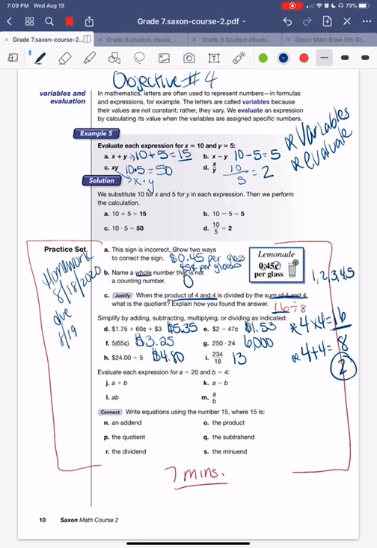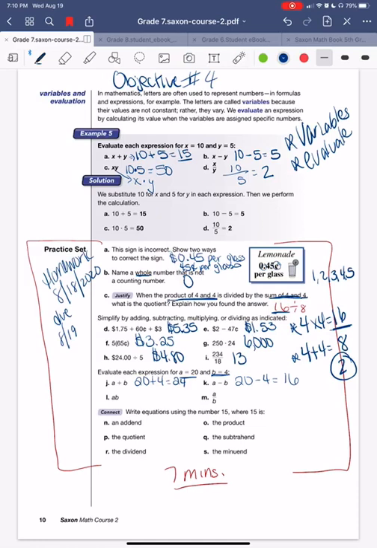All right. The next part says evaluate each expression for A equals 20 and B equals 4. So wherever I see an A, I'm going to put in a 20, and wherever I see B, I'm going to put in 4. J says A plus B, which is the same thing as 20 plus 4, which is 24, because remember, I need to evaluate. K says A minus B, which is 20 minus 4, which is 16.